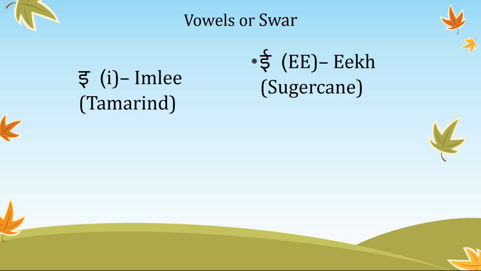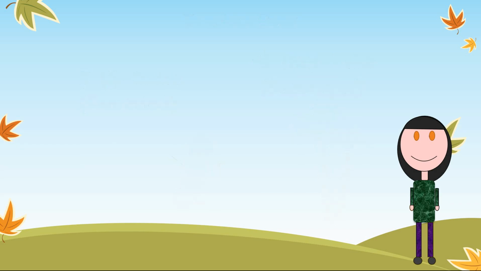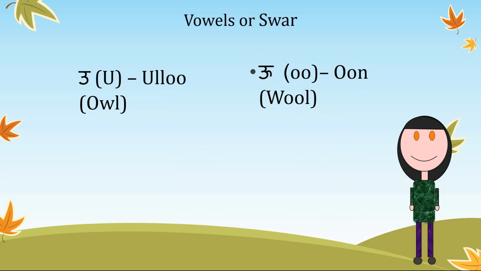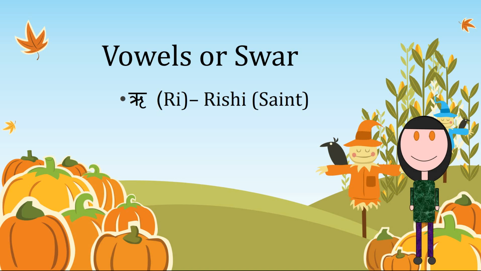My 8-year-old decided on the Emily and tamarind pictures, and she did that as well, just using the PowerPoint presentation. So going back again, E for Emily, E for ek, and then we have U for ulu, U for un. And then we have Ri for Rishi. Rishi is a saint.